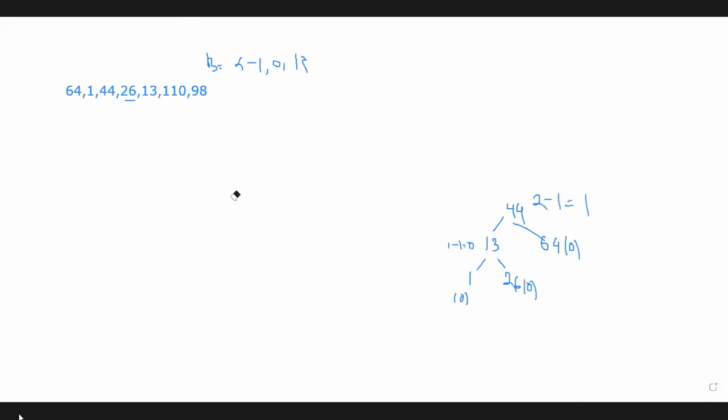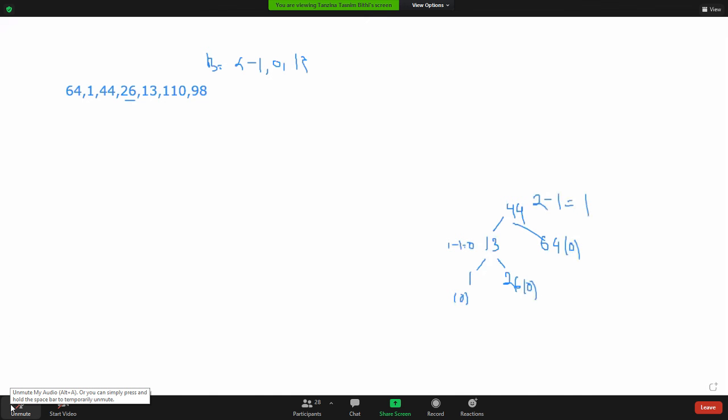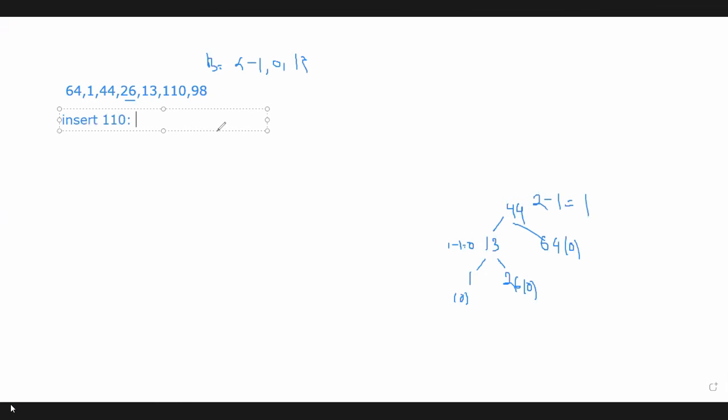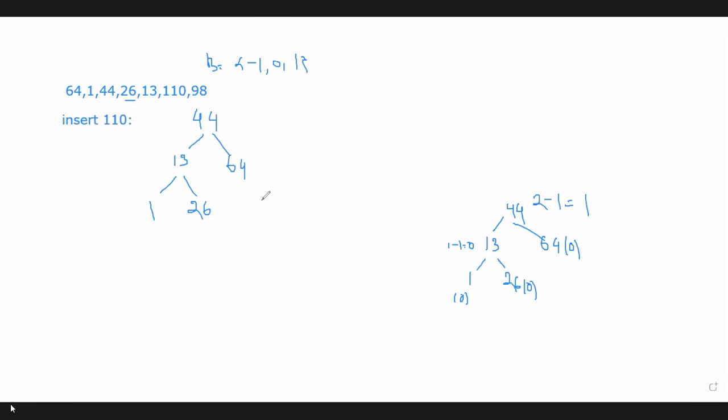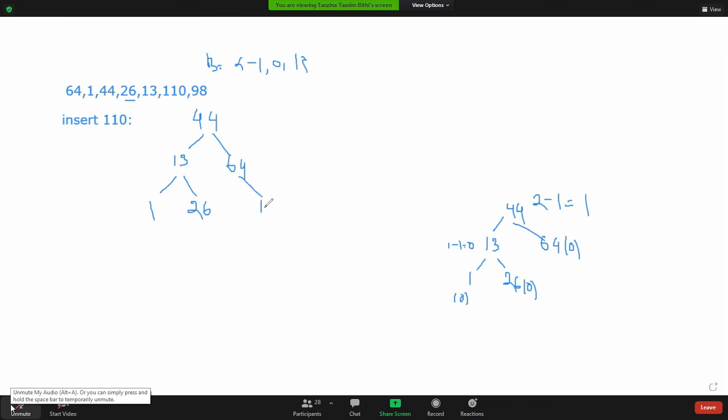Okay, so this is our tree where we'll insert a new node, that is 110. 44 was the root node and 13 was the left child of 44. The right child is 64. 13 has 2 children, 1 and 26. So now where do we insert 110? Add it in the right subtree. Compare it with 64, it's greater than 64, so it will be the right child of 64.